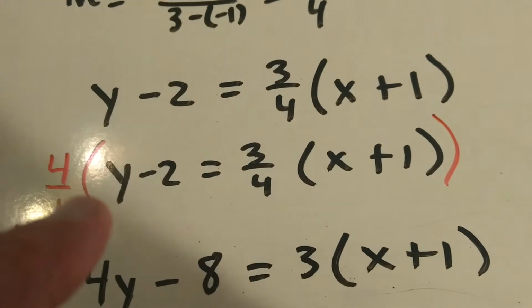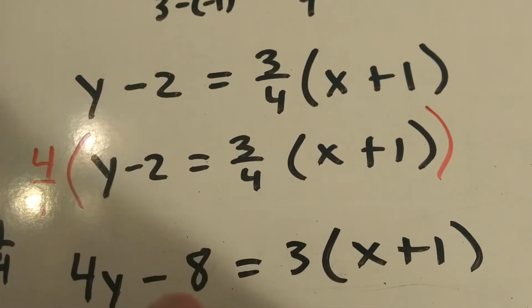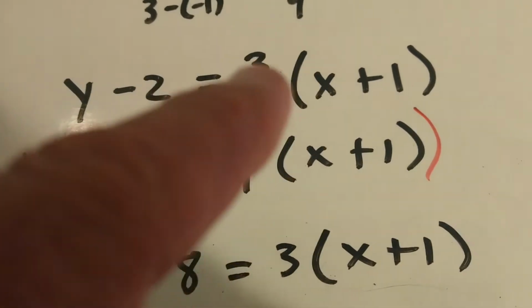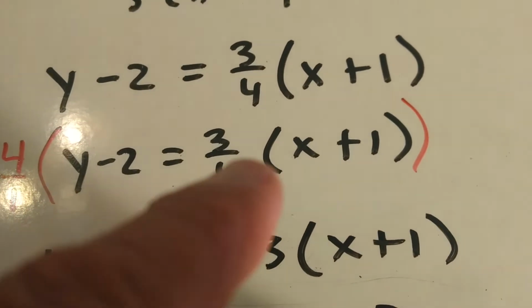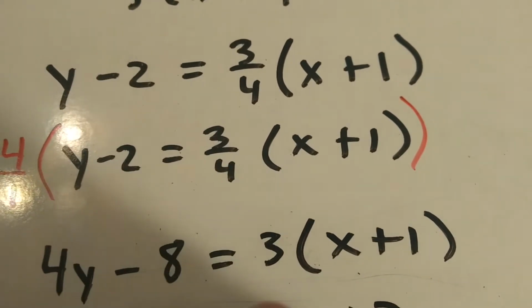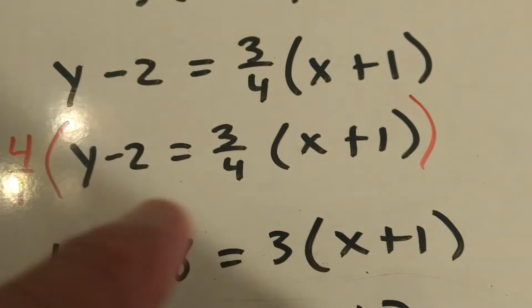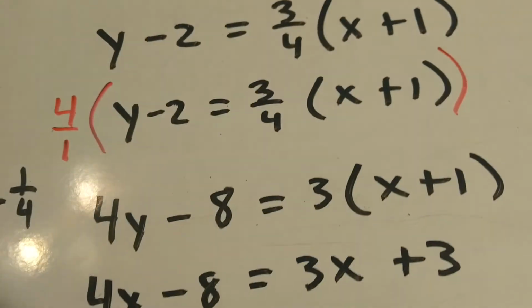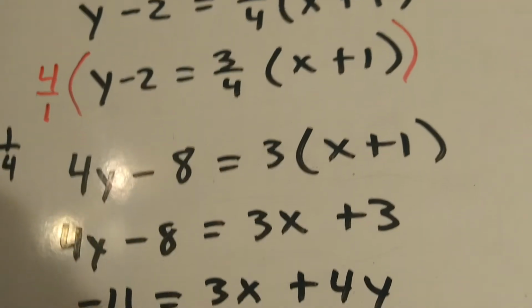So when I multiply y by 4, I get 4y. When I multiply 2, I get 8. Now here, I only have to multiply the number outside the parentheses, because when I multiply 4 over 1 times 3/4, I get 3. That means when I distribute this 3, both of these numbers are in there, so I don't have to multiply inside the parentheses. Distribute the 3, I get 4y minus 8 equals 3x plus 3.